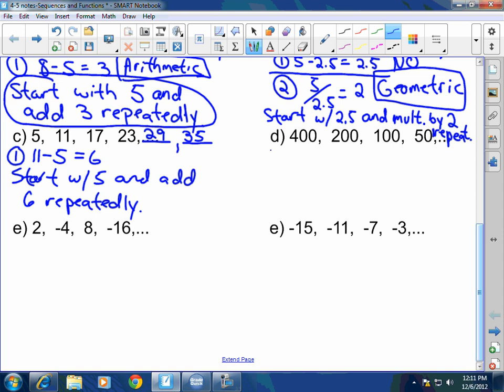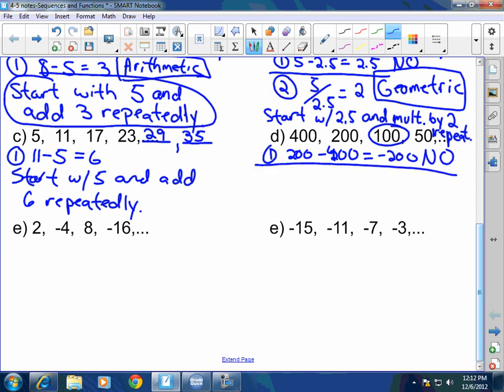How about D? Let's do our first test. What's 200 minus 400? Negative 200. What's 400 minus 200? No, 400 minus 200 is not negative 200. What's 200 minus 200? 0. Is that what we have for the third term? So is that arithmetic? No.